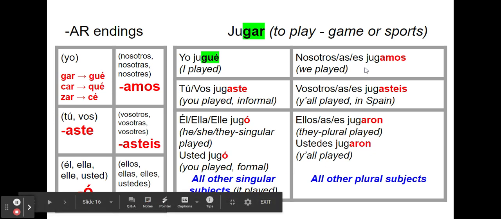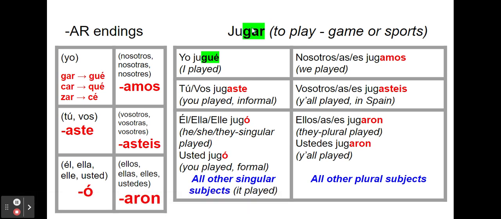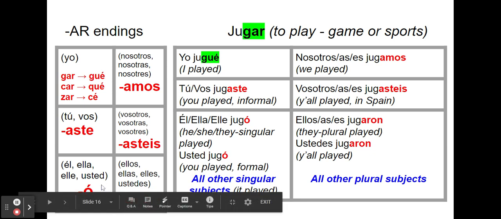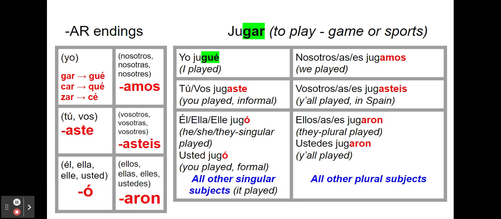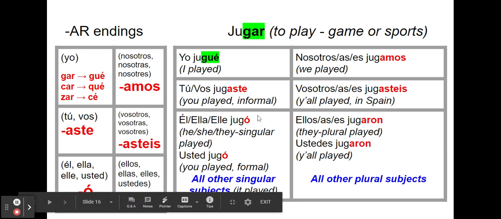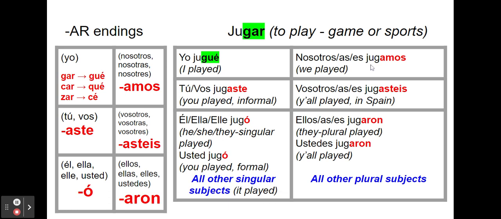Then, after this, there's no more irregularness. You just take off the AR and replace it with the correct ending. Aste for tú form, so jugaste is you played. Ó for él, ella, usted form, so jugó is he played, she played, they played, or you played, formal. Amos is our nosotros ending, so jugamos. I take off the AR and add amos. So nosotros, nosotras, nosotres jugamos would be we played.